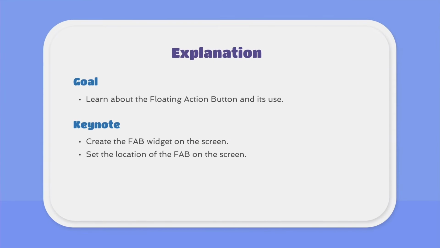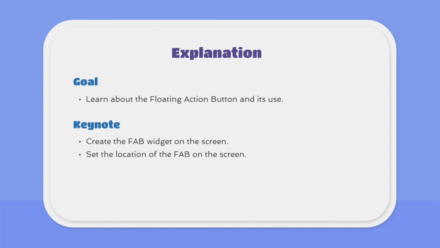In this lesson, we are going to learn about the floating action button, in short, FAB. FAB can be declared in the scaffold widget, and it is usually dedicated for the most important button on the screen. Therefore, it is recommended that you only create one FAB on a single screen.